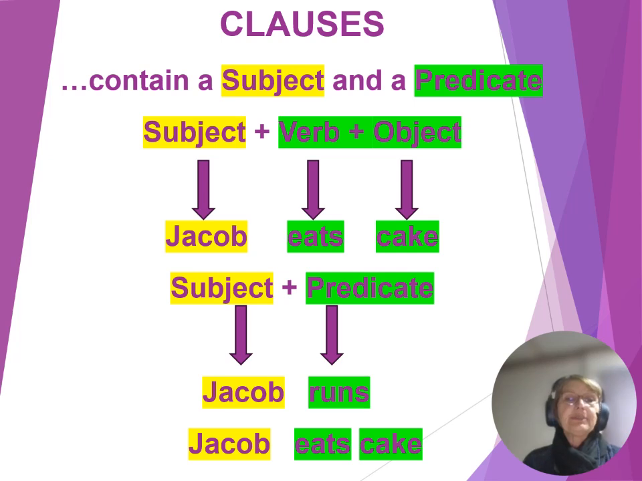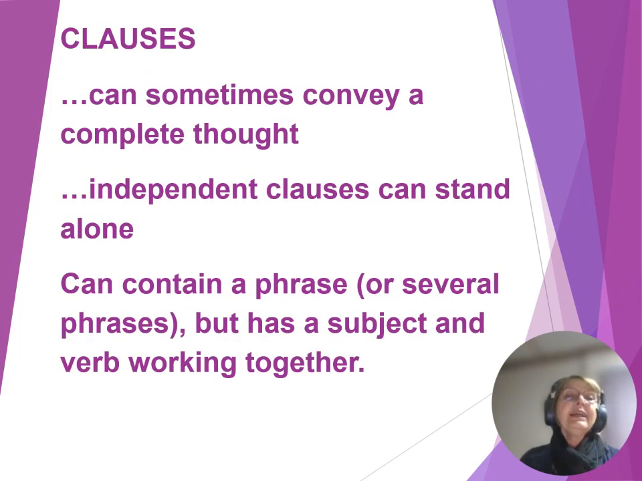It could also just be Jacob runs. The predicate is runs. And most of you are saying, yeah, well, you know, Jacob runs makes perfect sense on its own. You do understand it. So sometimes they convey a complete thought. Then a clause is an independent clause that can stand alone. It can contain a phrase or several phrases, but it has a subject and a verb working together.